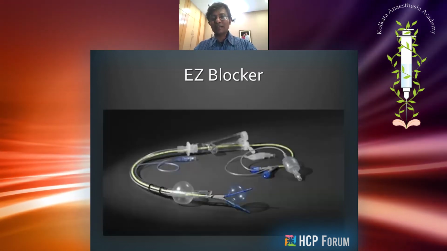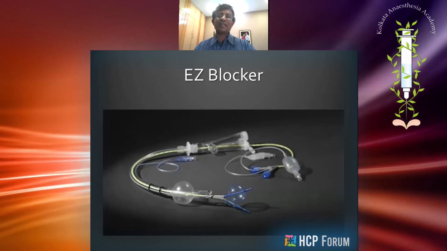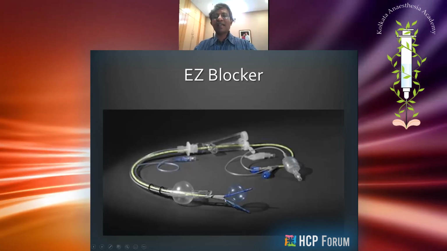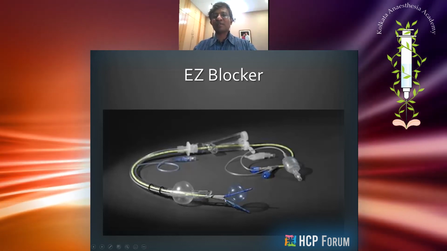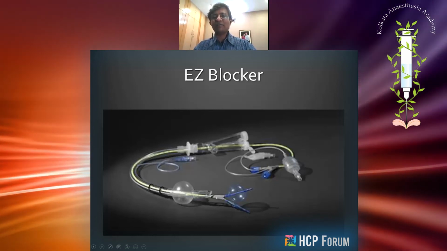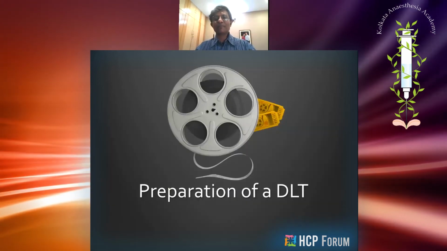This is again something which is coming up. This is the EZ blocker, and essentially you put it in. This sits on the tip at the carina, and depending upon which side you isolate, you will have the pilot balloon cuffs over here inflated, and that bronchus will get blocked.